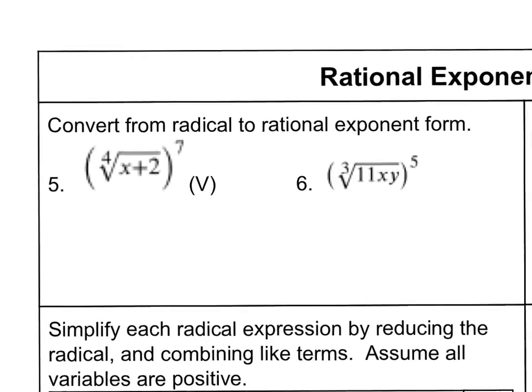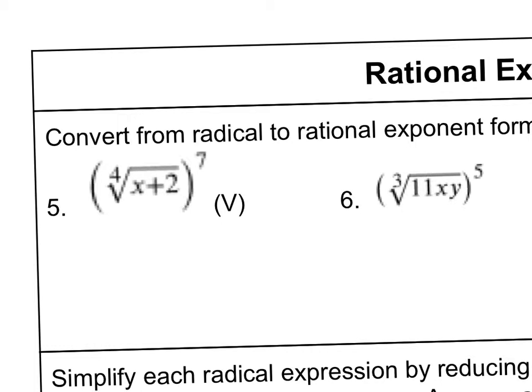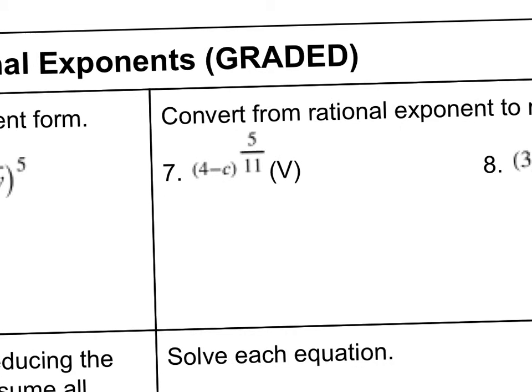Next up, we've got rational exponents. We've got to do some conversions at first. I'm going to do number 5. I know that I need to start off by getting my base here. That's going to be x plus 2. That's the radicand, the thing inside the radical. My exponent is going to be the numerator, and my index is going to be the denominator. You need those parentheses. At this point, the problem is done.